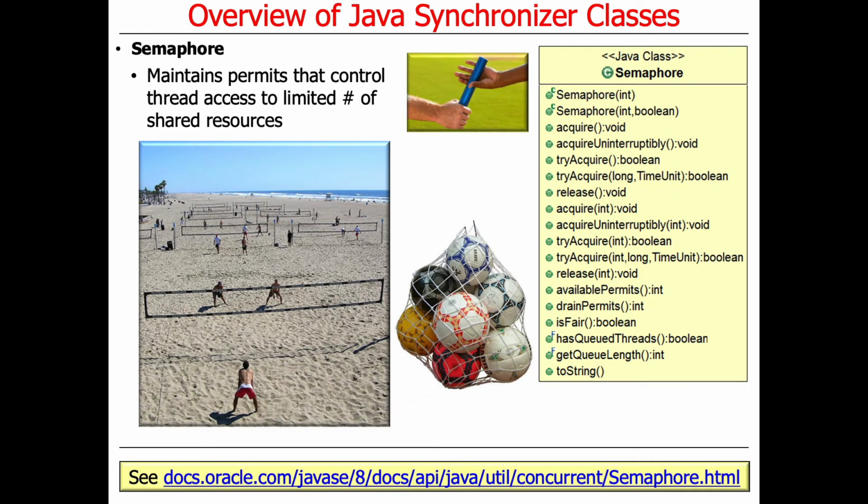The next topic is a very fascinating one. The next synchronizer we're going to cover briefly is called a semaphore. And this has been around for a very long time. It maintains things called permits that control thread access to a limited number of shared resources.